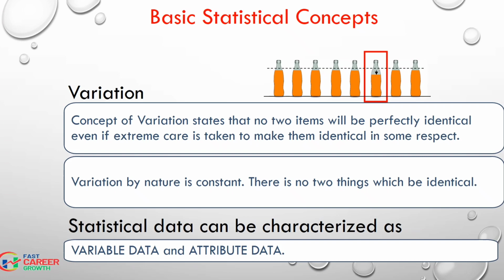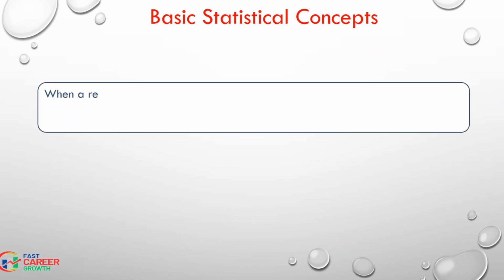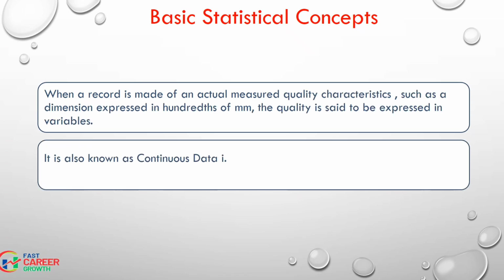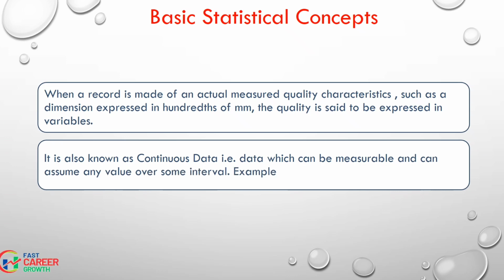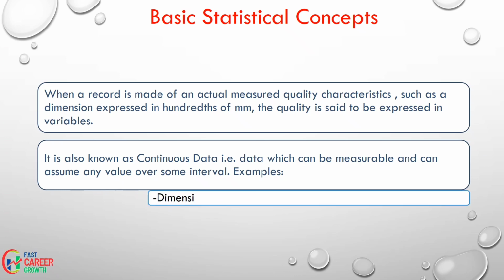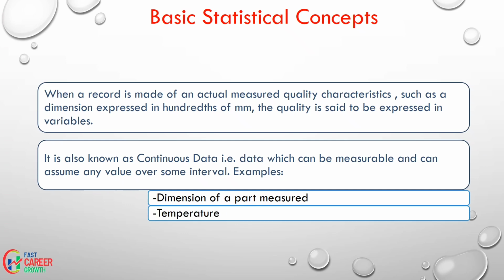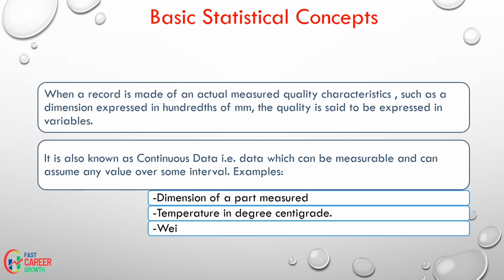Next is what is variable data? When a record is made of an actual measured quality characteristic, such as a dimension expressed in hundredths of mm, the quality is said to be expressed in variables. It is also known as continuous data, i.e. data which can be measurable and can assume any value over some interval. Examples: dimension of a part measured, temperature in degrees centigrade, weight in kg, etc.